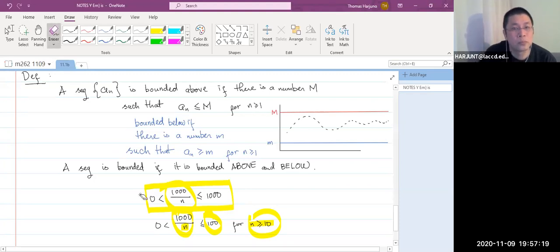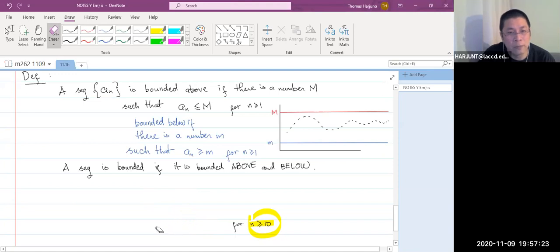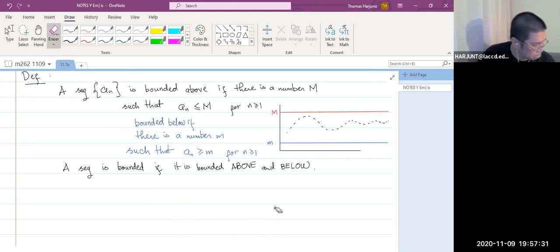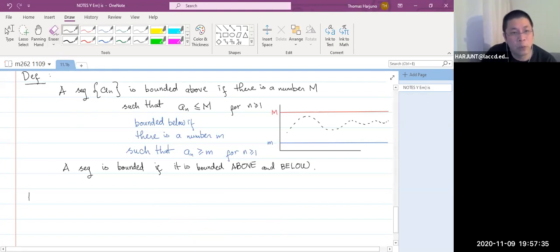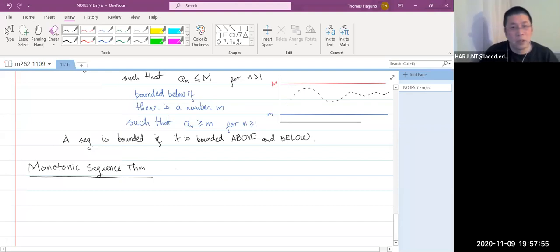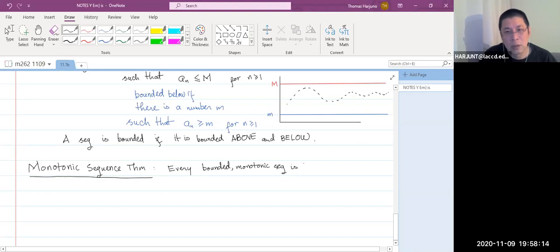Okay. That's just the definitions of bounded, bounded above, bounded below, increasing, decreasing, and eventually. Monotonic sequence theorem, an important theorem. I will not prove this. I just give you the idea. It says the following: every bounded monotonic sequence is convergent.